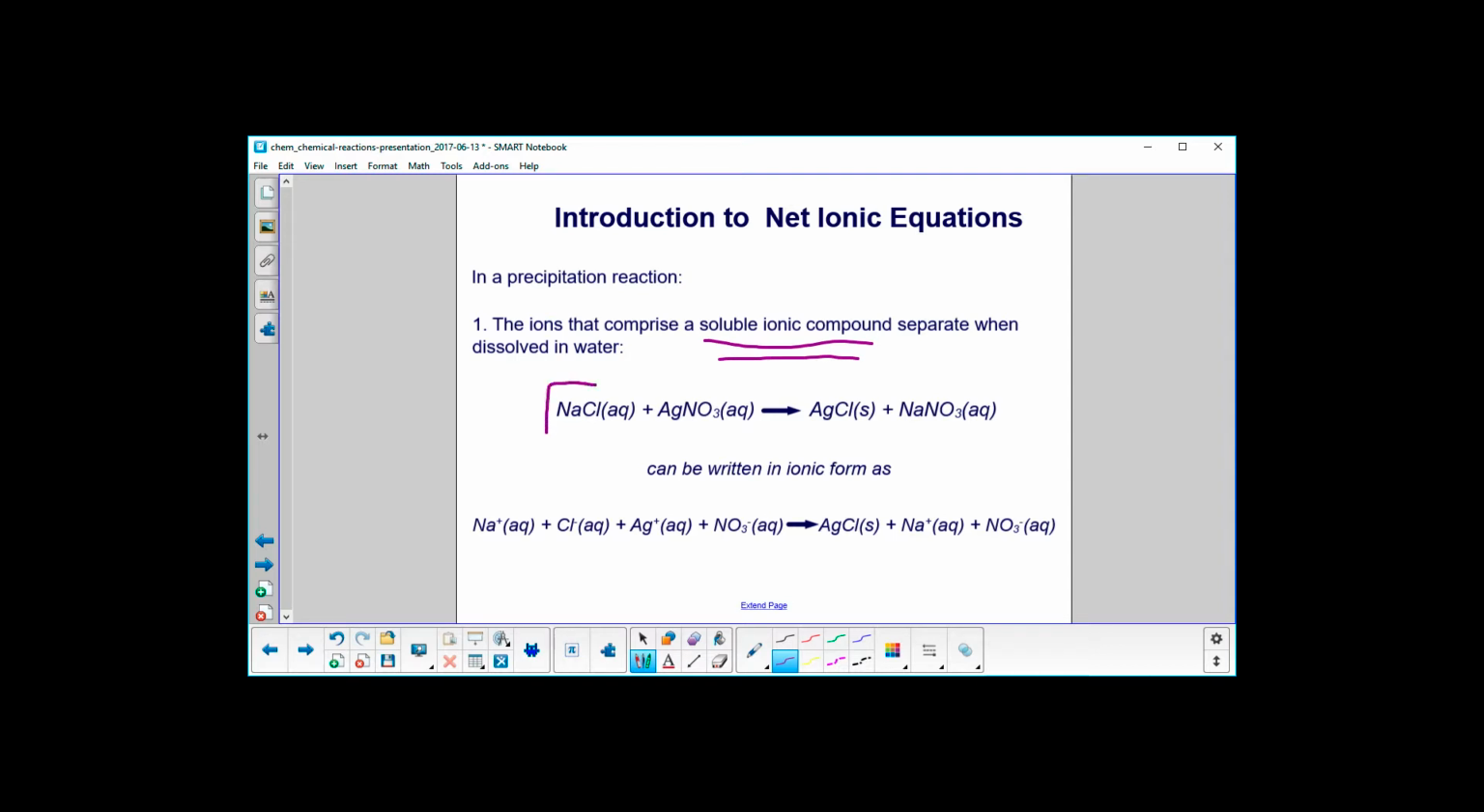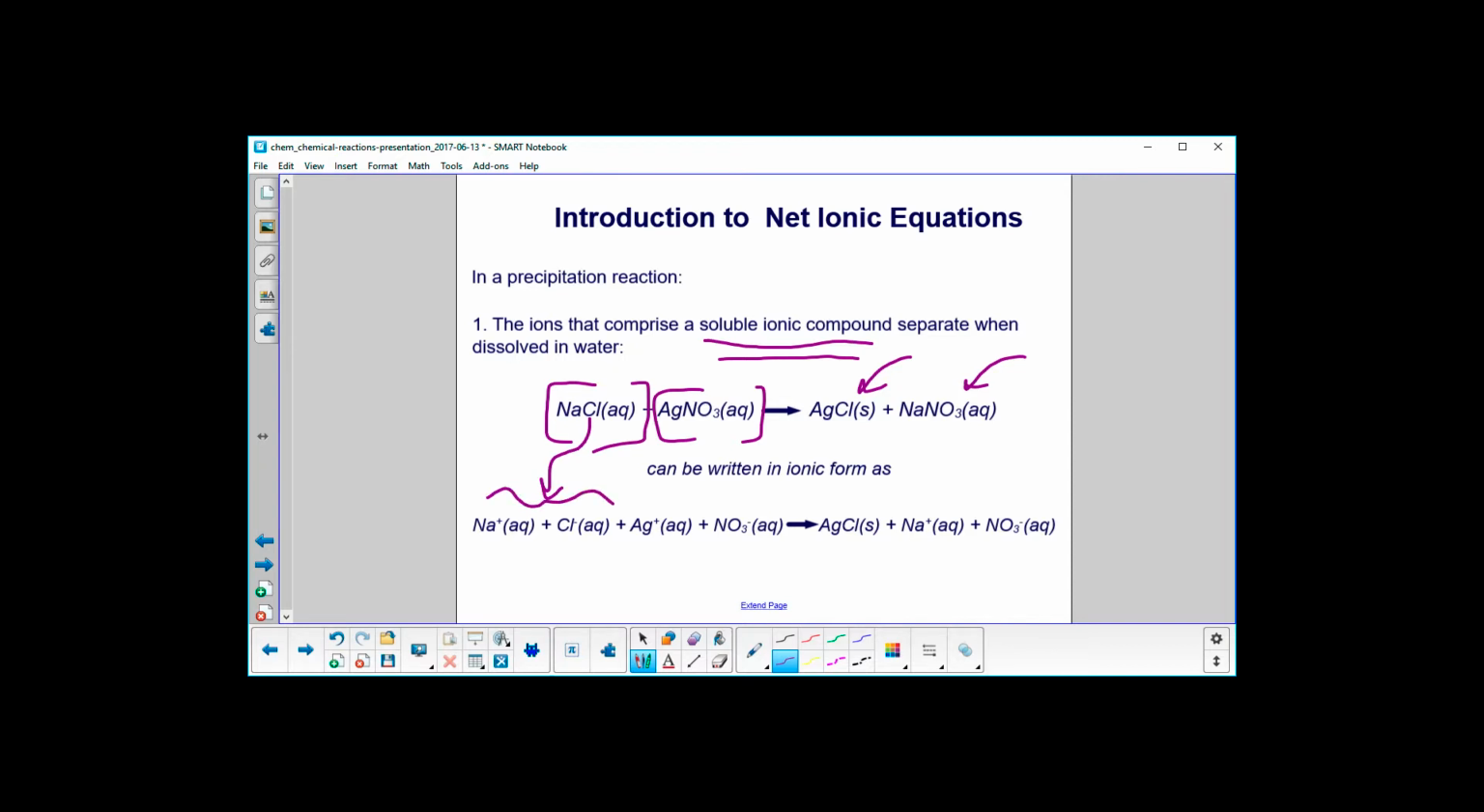So if we have salt here, which we're showing as an aqueous compound, and silver nitrate, aqueous, they will actually form silver chloride, which is a solid, and another aqueous solution of sodium nitrate. Now, to write that in ionic form, we talked about how the ions disassemble, they separate. So this sodium chloride can be written like this.